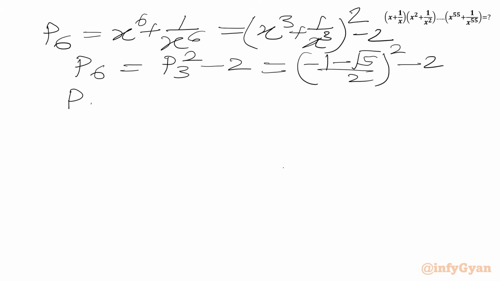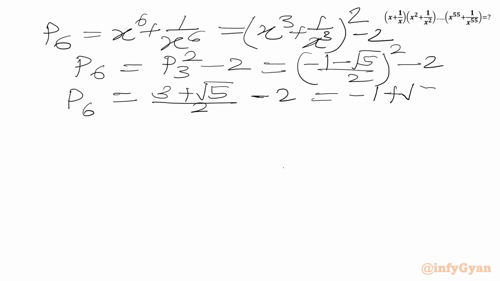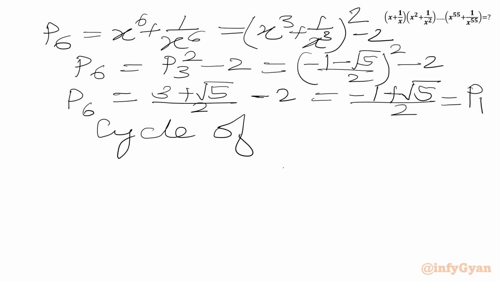So we will be writing P6 equal to (3 plus root 5) over 2 minus 2, which will be equal to (minus 1 plus root 5) over 2, which is our P1. So we have a cycle of 5. We can conclude, and we can check through P7 also, it will come out as the P2 value.